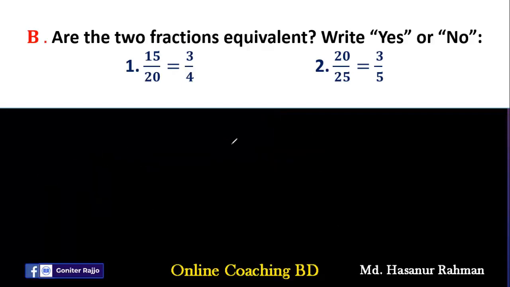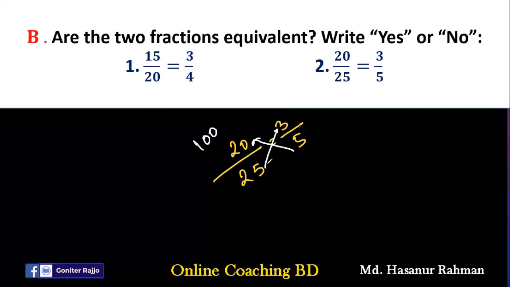If you look at number 2, 20 divided by 25 equal to 3 by 5. Look, here, if we multiply this denominator by this numerator, then you will see 5 20s are 100 and 25 into 3, that will be 75. Look, both are not equal. So that is not an equivalent fraction.